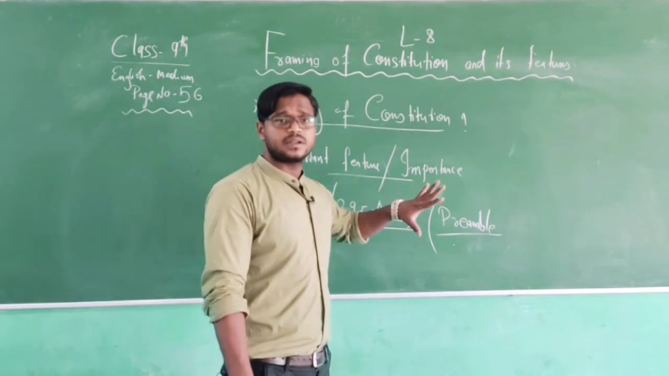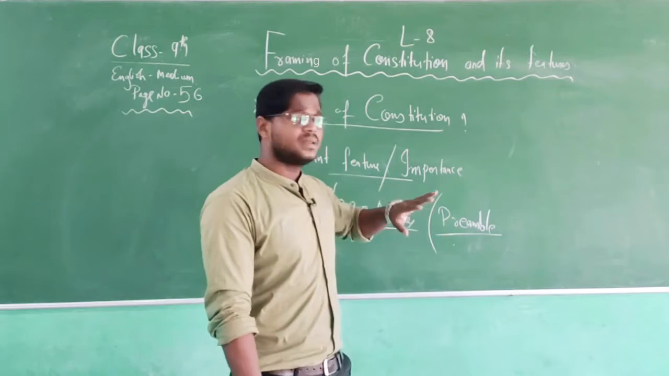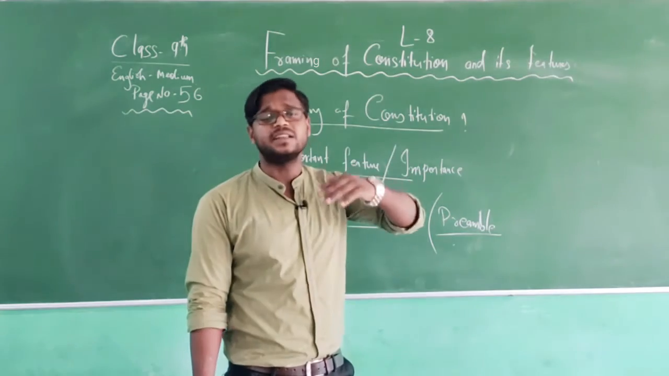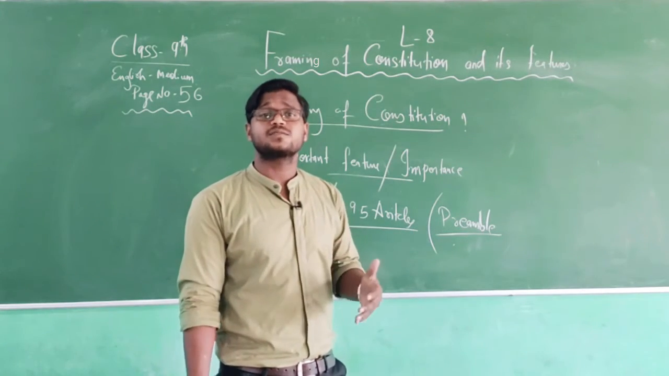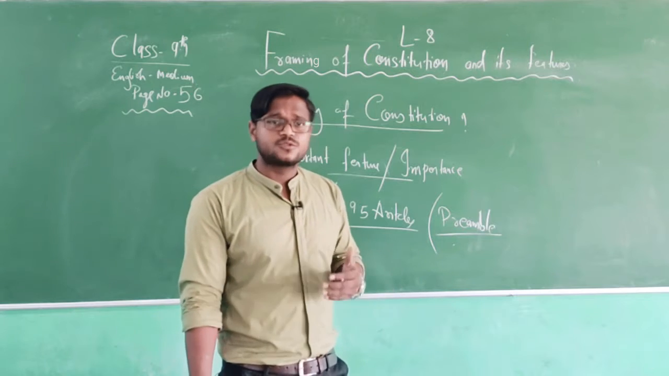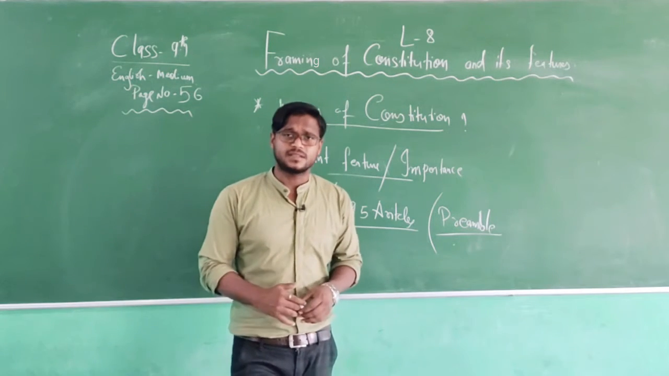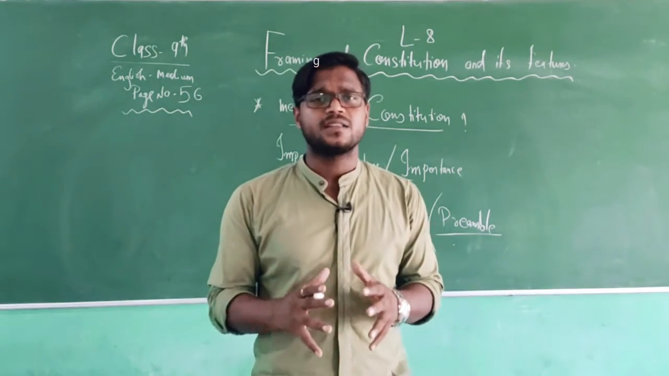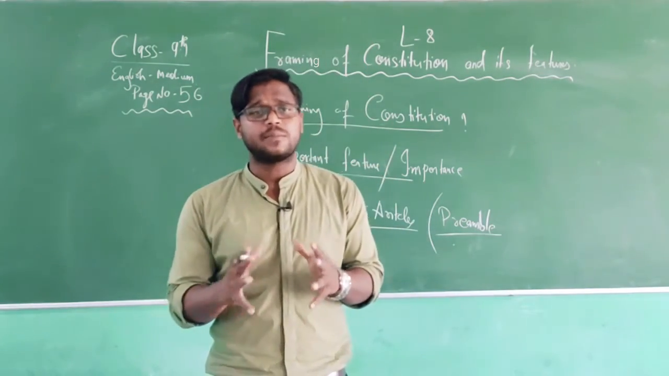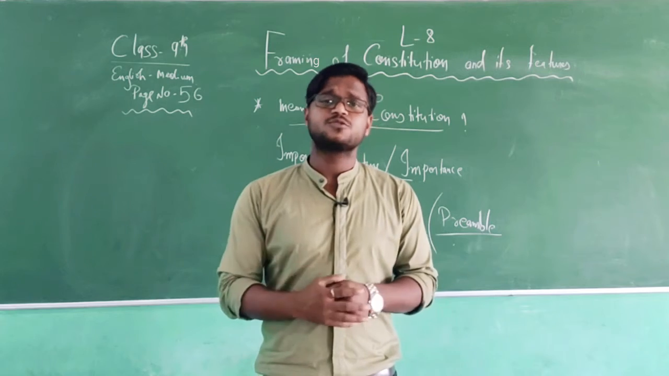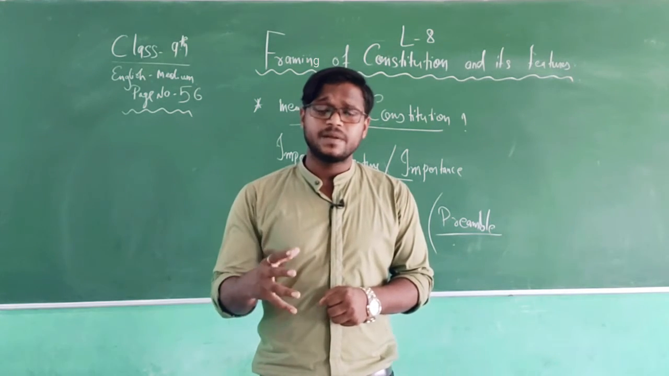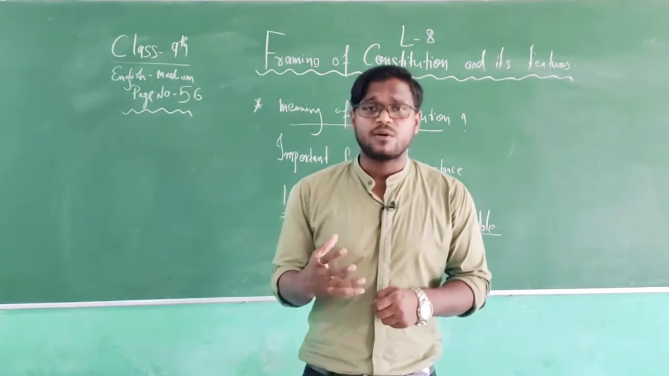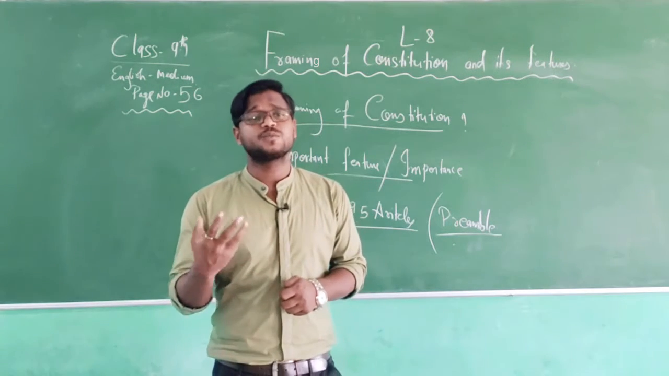If you go further, we can say that the preamble pillars are defined in full detail, so you need to focus on pages 57 and 58. We need to understand what democracy is. First of all, we need to target the theory related to democracy. The ultimate sovereignty lies with the people, and the people make the constitution prosperous.